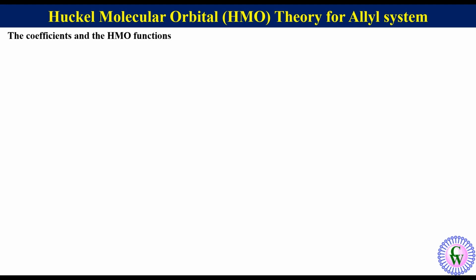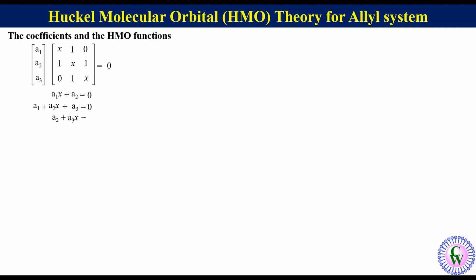The coefficients and the Huckel molecular orbital functions. Let's rewrite the secular determinant we created for the allyl system. Since the three coefficients are A1, A2 and A3, we can write A1, A2, A3 multiplied by the determinant of the 3 by 3 matrix is equal to 0. So we can write the three secular equations: A1x plus A2 is equal to 0, A1 plus A2x plus A3 is equal to 0, and A2 plus A3x is equal to 0.